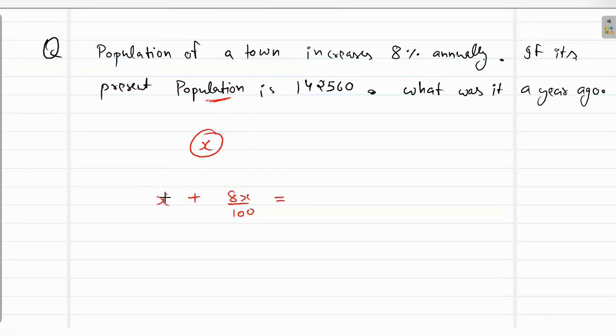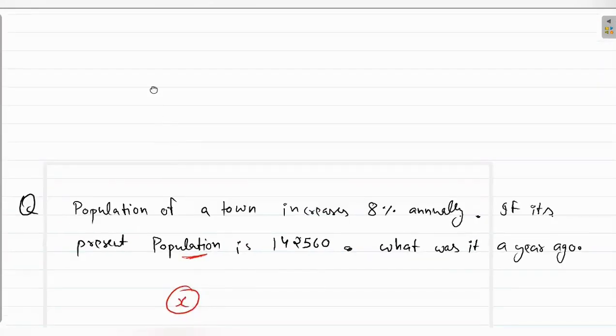If I add the original plus the change, it will give me the new. This is the rule that we are following. So the original is X, plus 8% is the increase. So 8% of X means 8 over 100 times X, which gives me 142,560. You were trying to reduce it. But we just saw that the reduction will not be the same, like in the previous question that we looked at.